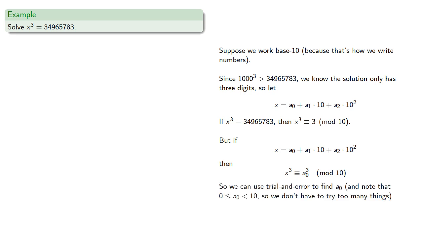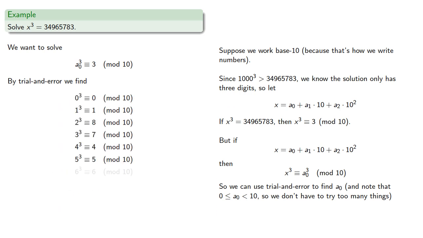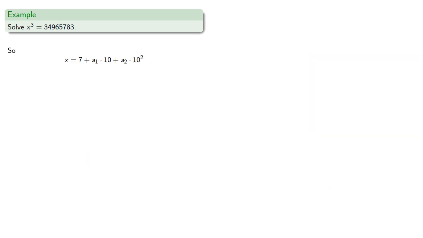So we can use trial and error to find a0, and note that because a0 has to be between 0 and 10, we don't have to try too many things. So we want to solve a0 cubed congruent to 3. By trial and error, we find a0 is 7. And note that's the ones digit of our actual root. So we know that x is 7 plus a1 times 10 plus a2 times 10 squared.